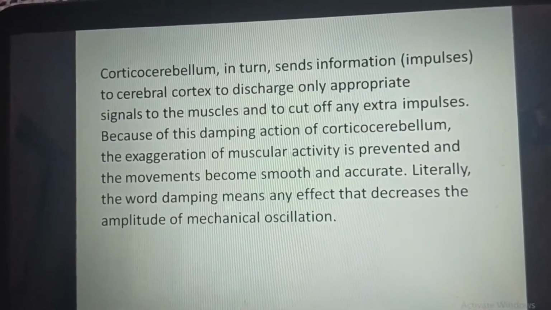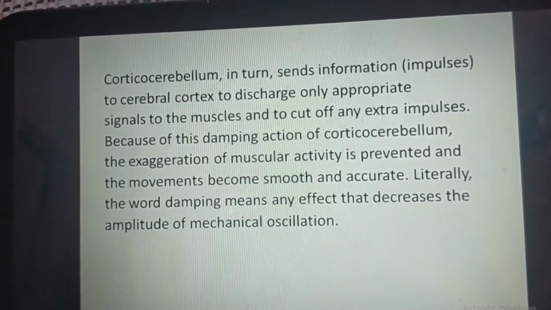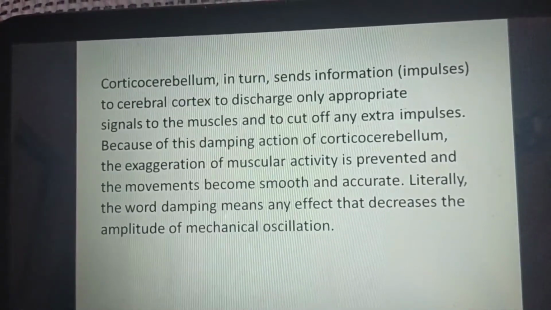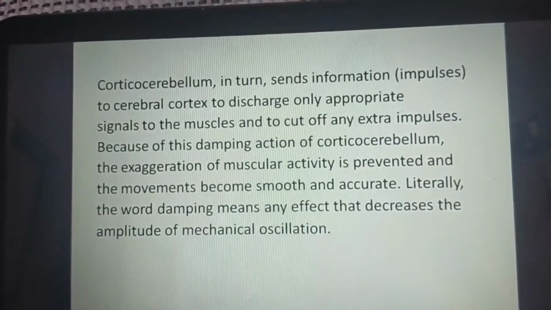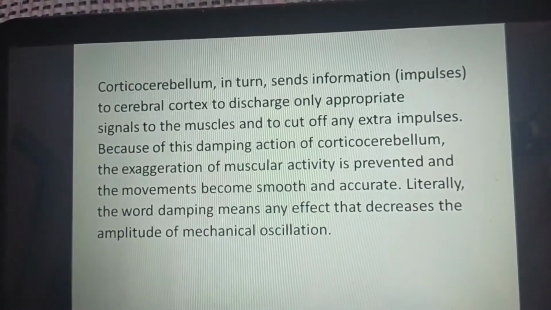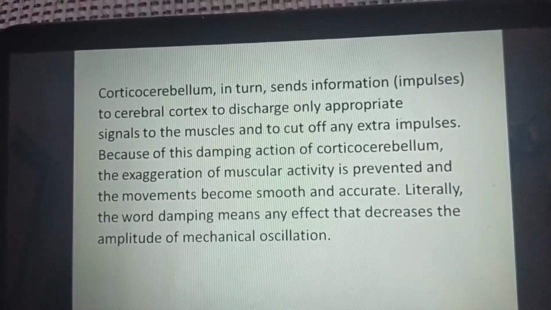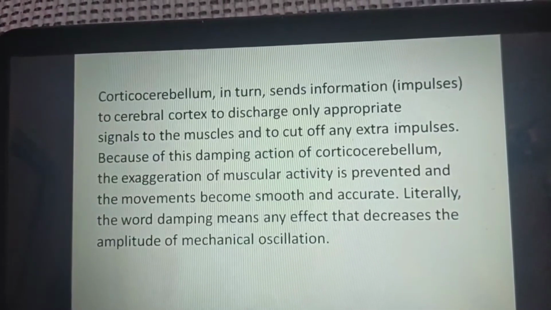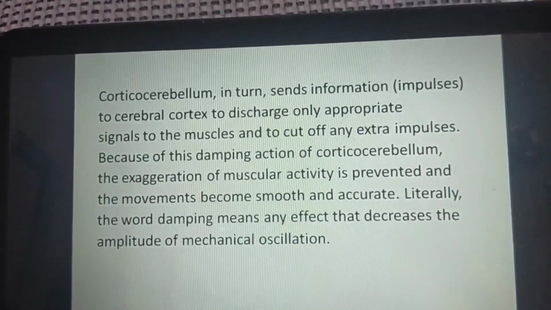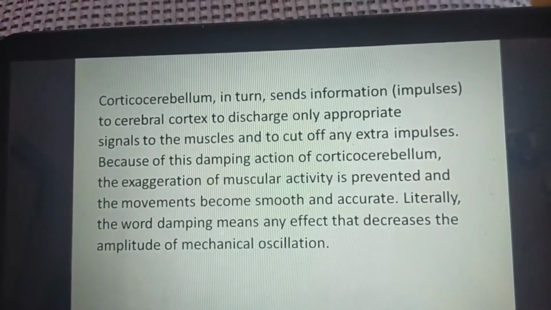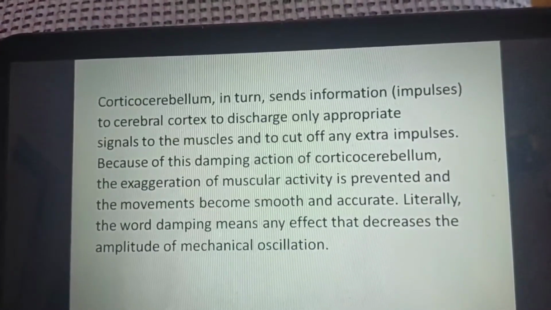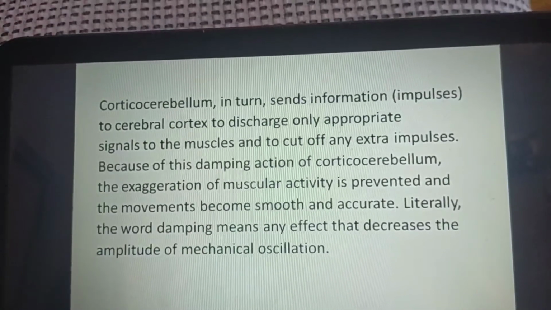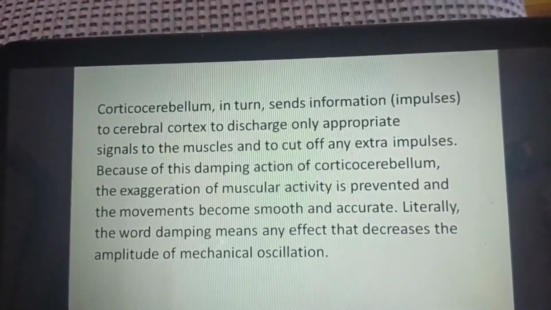Corticocerebellum in turn sends information in the form of impulses to cerebral cortex to discharge only appropriate signals to the muscles and to cut off any extra impulses. Because of this damping action of corticocerebellum, the exaggeration of muscle activity is prevented and the movements become smooth and accurate. Literally, the word damping means any effect that decreases the amplitude of mechanical oscillation.